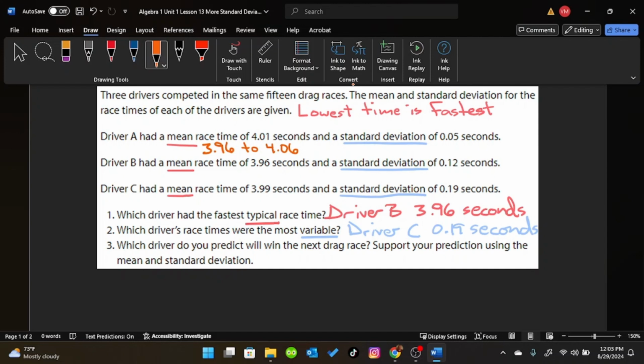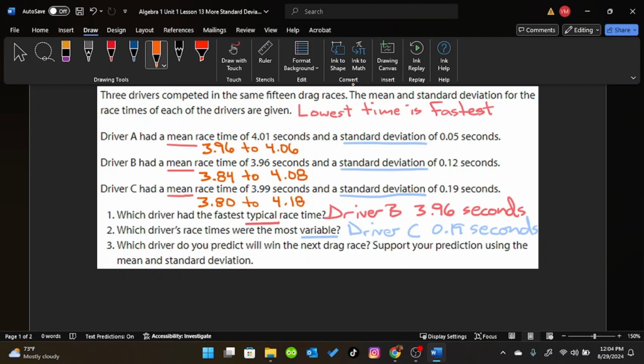Driver B, standard deviation of 0.12 and a mean of 3.96, will be somewhere between 3.84 to 4.08, and driver C, with a standard deviation of 0.19 and a mean of 3.99, will finish somewhere between 3.80 to 4.18.